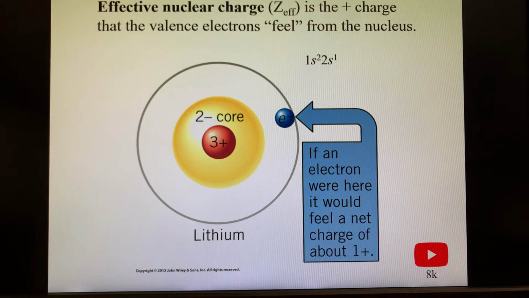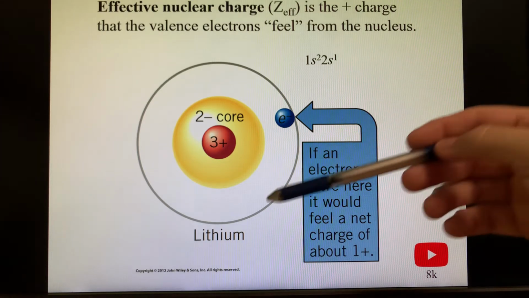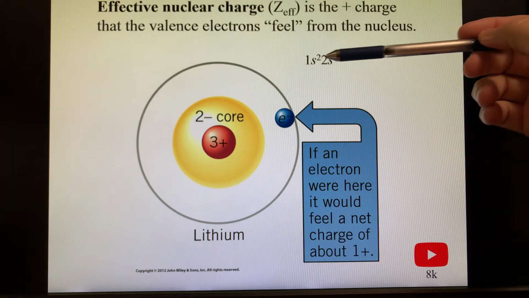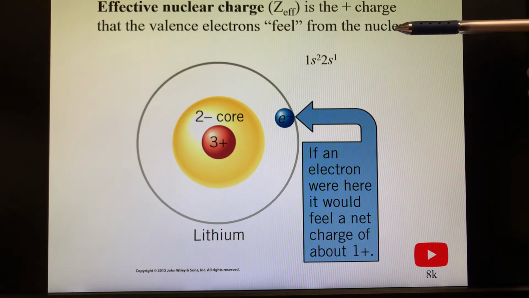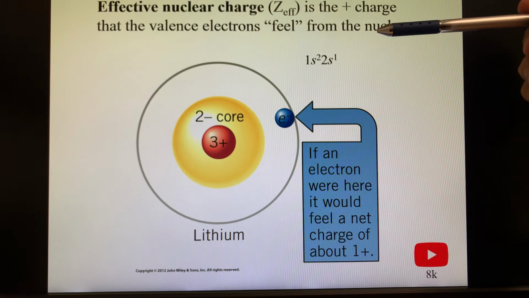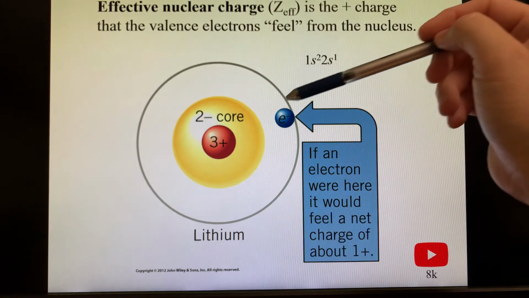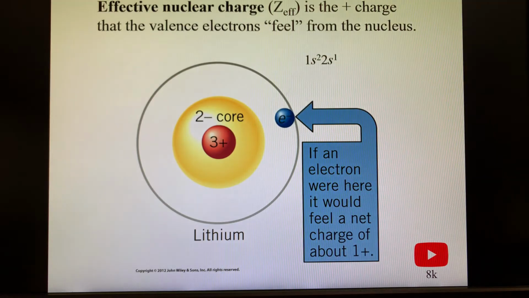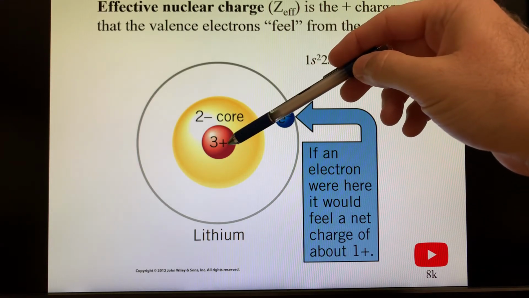So here's the example given for lithium. Lithium has 3 electrons. Here's the configuration, 1s2, 2s1. So it has 1 valence electron. But it's element number 3, meaning that it has 3 protons. It's got a positive 3 charge in the middle.